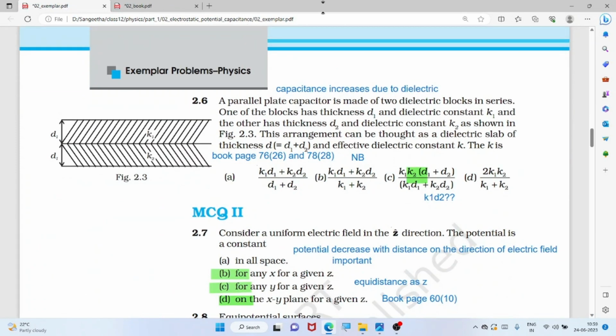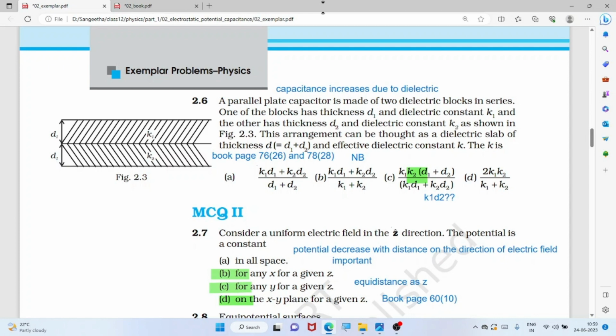A parallel plate capacitor is made up of two dielectric slabs in series. One slab's thickness is d1 with dielectric constant K1, and the other's thickness is d2 with dielectric constant K2, as shown in the figure. This arrangement can be thought of as a single dielectric slab of total thickness, and they are asking for the effective dielectric constant. So here we treat it like capacitors connected in series.